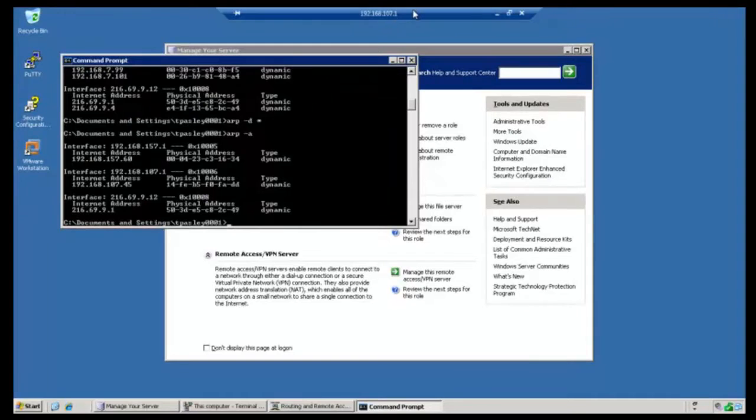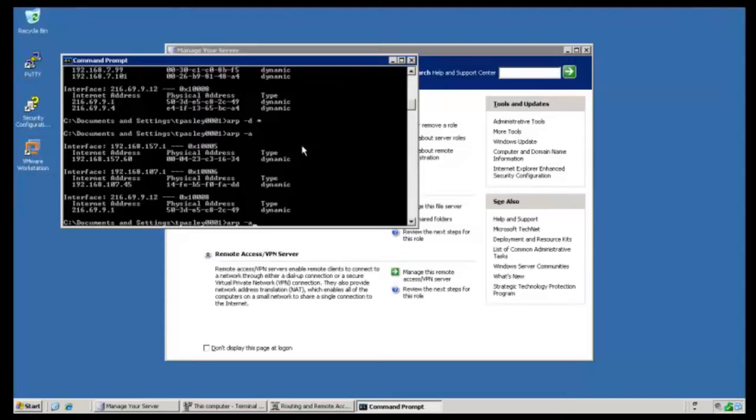This is 192.168.107.1. It's a Microsoft 2003 server, but it has multiple network interface cards, or multiple network interfaces, and it's set up to do routing, and it does the routing internally in my lab. So this is the gateway for the 107 network, and I've got a command prompt box here open.